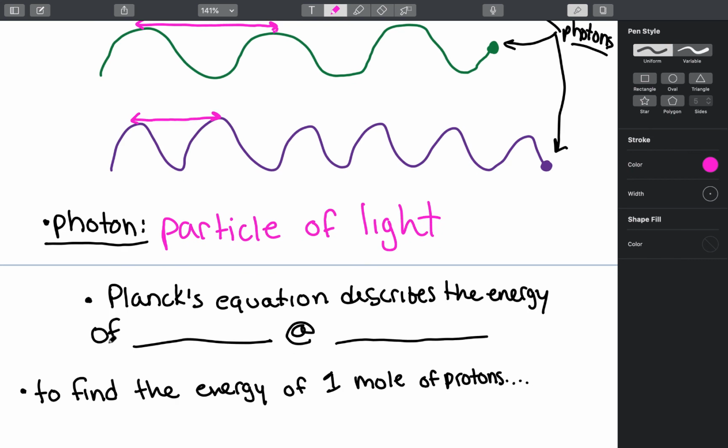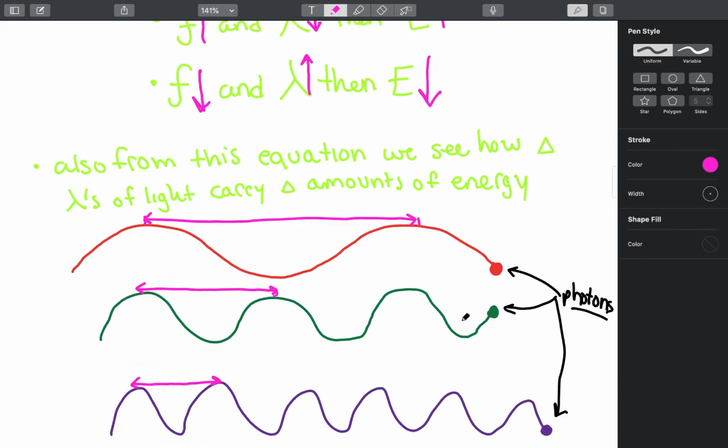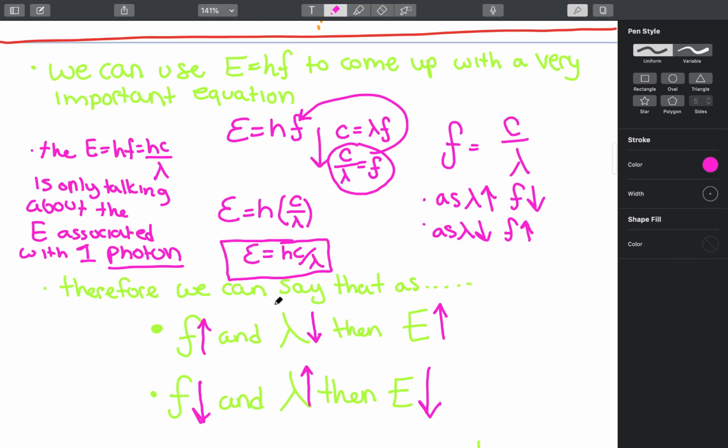So therefore, Planck's equation describes the energy of a single photon at a particular wavelength. So always remember, it's very important to remember that this equation only describes the energy associated with a single photon at a particular wavelength. It does not describe multiple photons. It only describes the energy associated with a single photon at a particular wavelength.